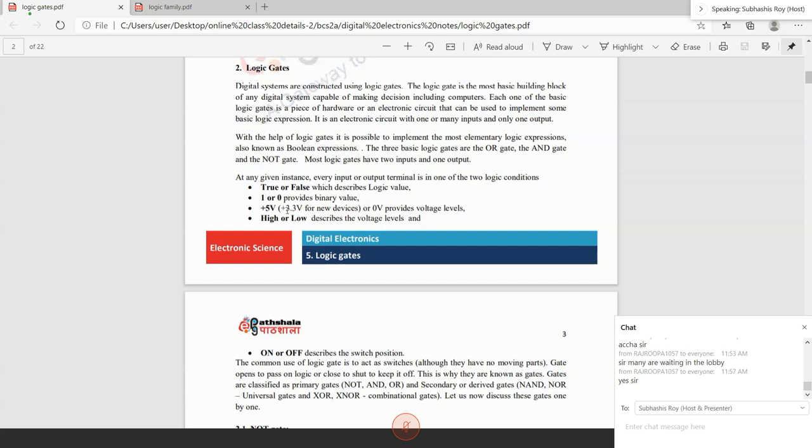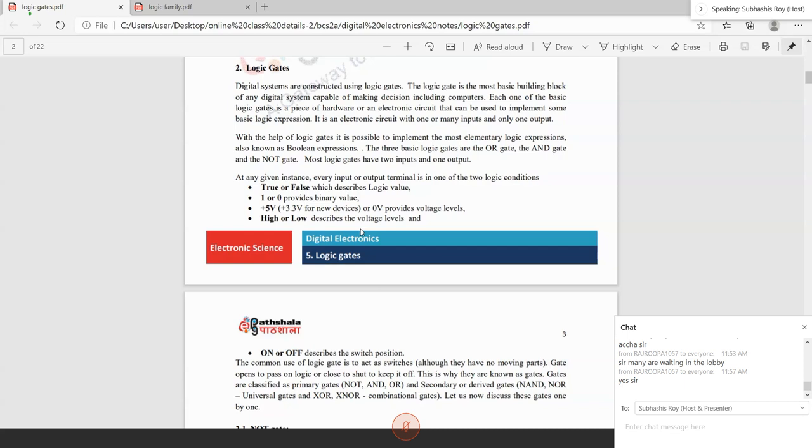So in some system there will be plus 5 volt, means 1, and in another system plus 3.3 volt is also considered as 1. Okay, so high or low, this kind of thing is happening here. Basically true false is digital, 1 0 is also digital, plus 5 volt, 0 volt is also digital, high or low is also digital. So basically these notations we often use when we are talking about digital systems.